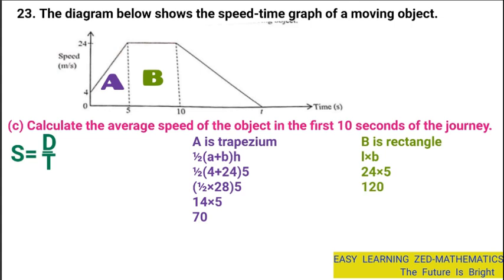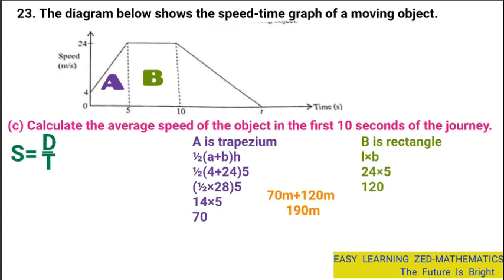Now we can give these units. Since the speed and everything written there is in meters, we can presume that what you have gotten is in meters. So we can say 70 meters plus 120 meters gives us 190 meters. This is the distance that the object covered in 10 seconds. It covered 190 meters.